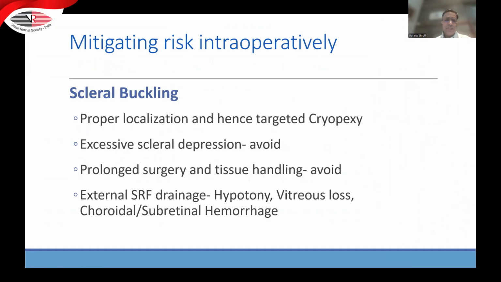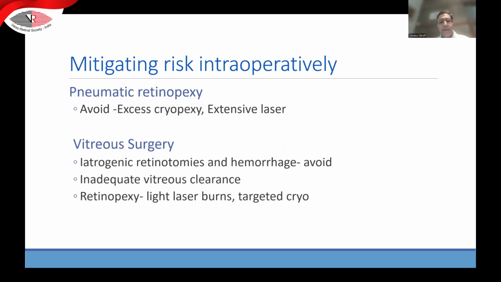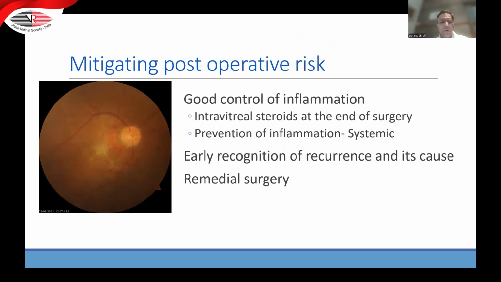Intraoperatively, it depends on what procedure. Like a buckling, again, a good localization, targeted cryo. Avoid doing too much scleral depression, avoid very prolonged surgery. And during the SRF drainage, if there's hypotony or choroidals, we have to handle that immediately. In case of pneumatic, again, avoid excessive cryo or too much laser. In case of vitreous surgery, we need to avoid iatrogenic breaks and hemorrhage. Adequate vitreous, good base shaving is very important, and do light burns, targeted cryo if you're doing that.